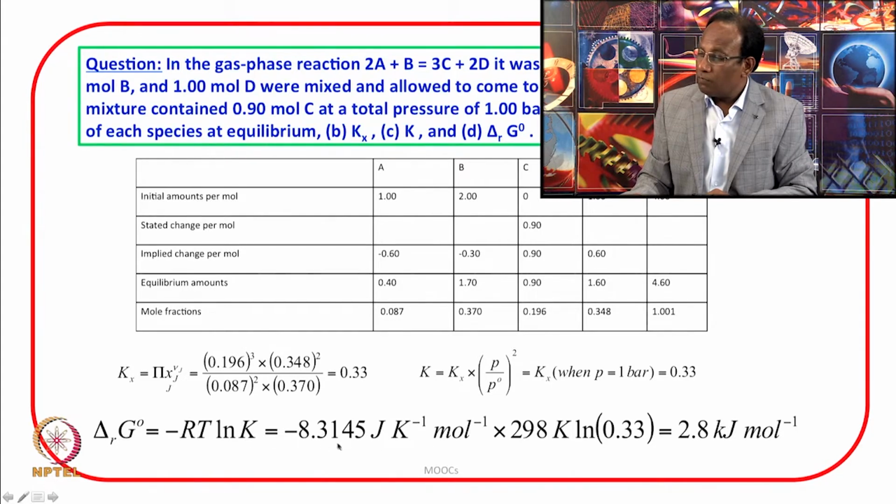You substitute the value of R in appropriate units, the value of T and log K, and we get an overall value of 2.8 kilojoules per mole. Delta R G naught, actually this is the standard reaction Gibbs energy, turns out to be positive in this case, because the K value is less than 1, that is why delta R G naught turns out to be positive.